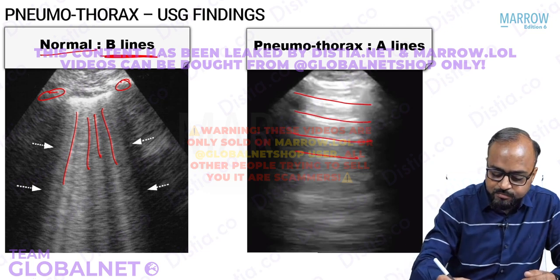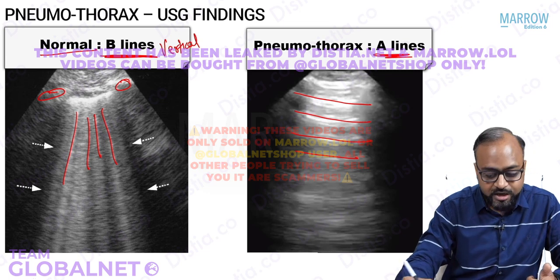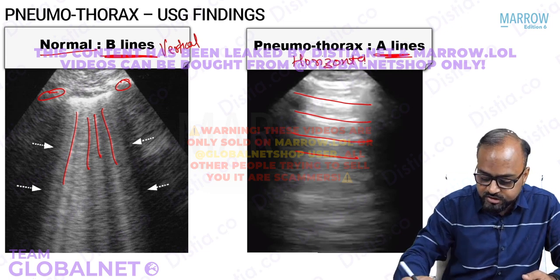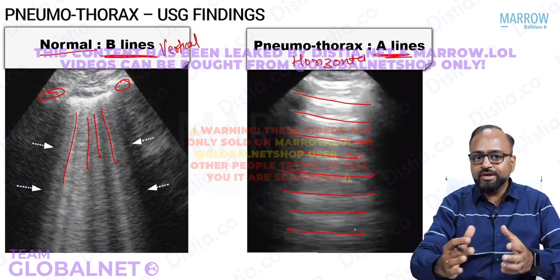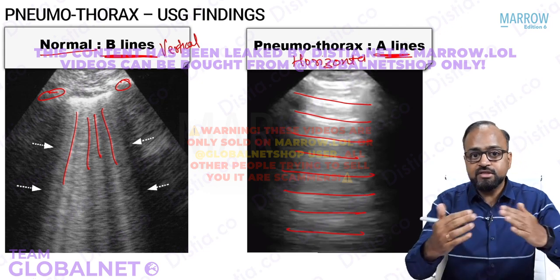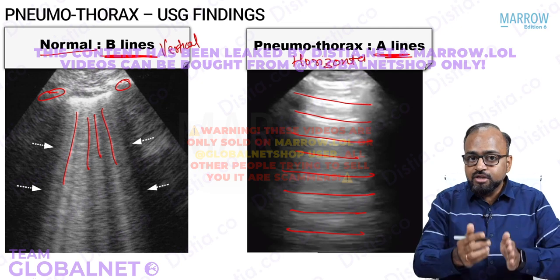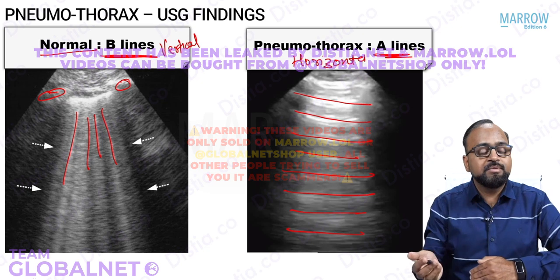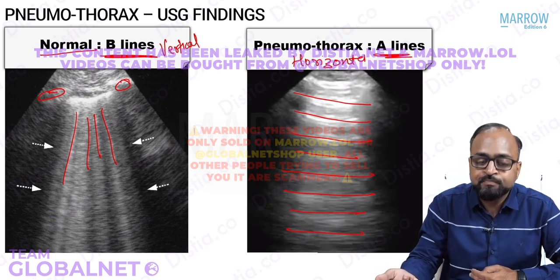These are vertical lines. B lines are vertical. We are seeing it here, and A lines in pneumothorax are multiple horizontal lines which are seen, right? These are called A lines. So just to quickly summarize, the pleural sliding is seen in normal patients, that will become absent in pneumothorax, right? We can see the comet tail lines or B lines which are vertical normally, but they will be absent. In fact, they will be replaced by horizontal or A lines in pneumothorax.